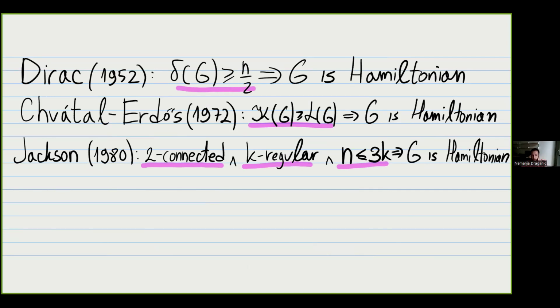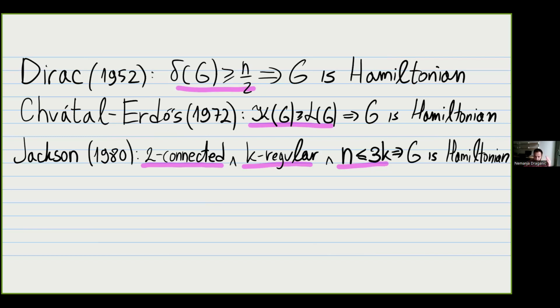Then we have this result of Chvátal and Erdős, which is really beautiful. It connects the connectivity and independence numbers. If the connectivity is at least the independence number, then your graph is Hamiltonian. And then also this result of Jackson from 1980. It says that if your graph is 2-connected, is k-regular and has less than 3k vertices, then it's Hamiltonian.